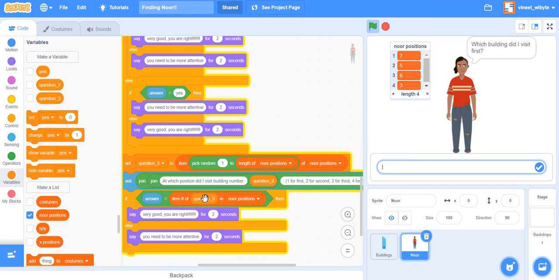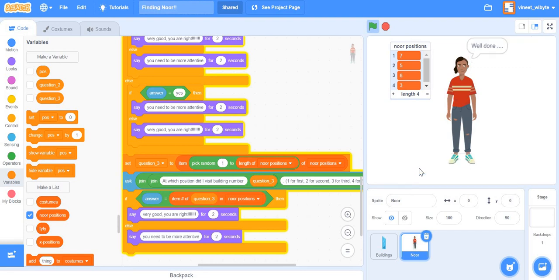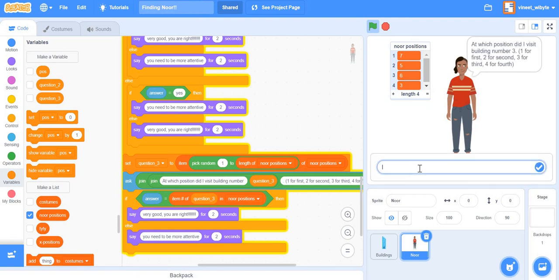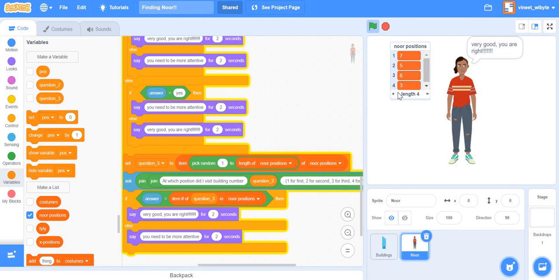So that's why for the third question we use, let's say, item number, right? So did I visit? Yes, you did. Now maybe I answered wrongly, right? At which position did I visit building number 3? So the answer for that is item number of 3, which is indeed 4, right? So if I give the answer 4, then it's correct, right? So I hope this makes it clear for everybody, the difference between item and item number.